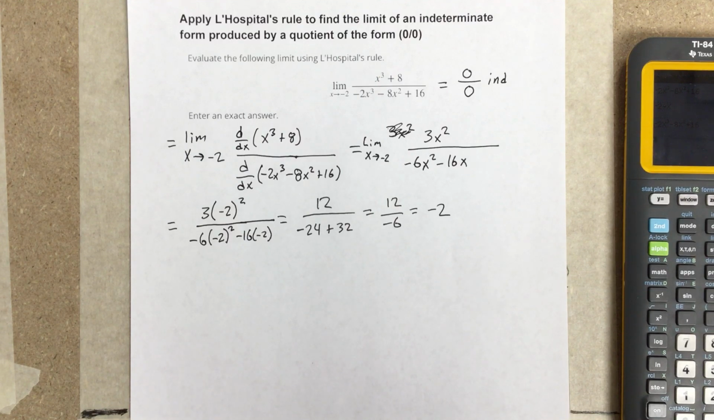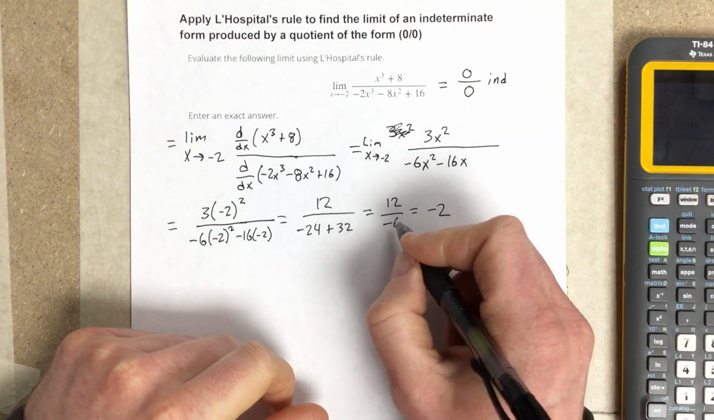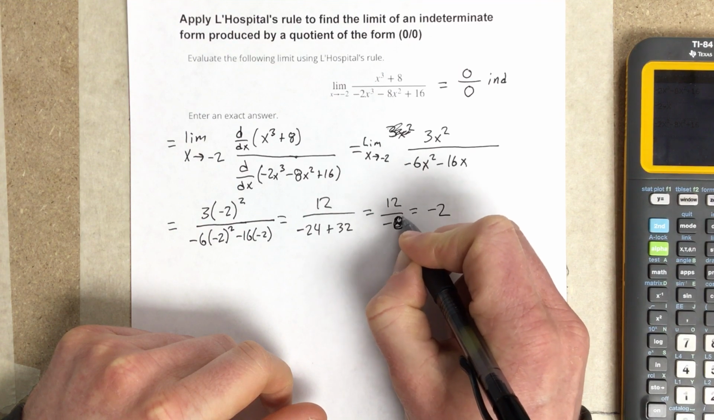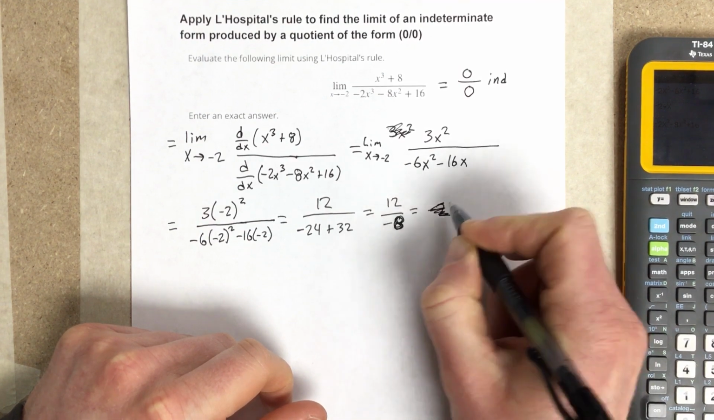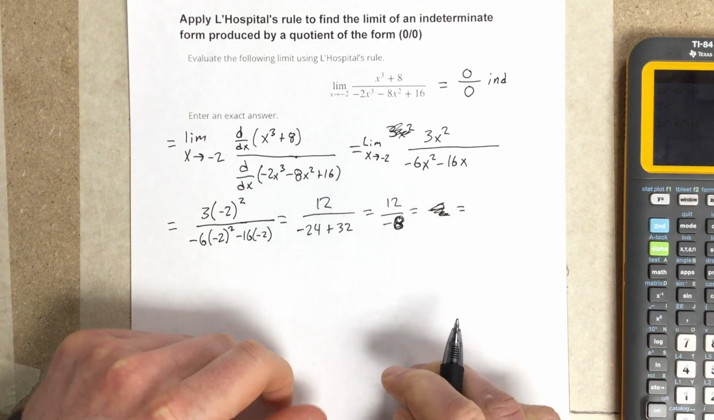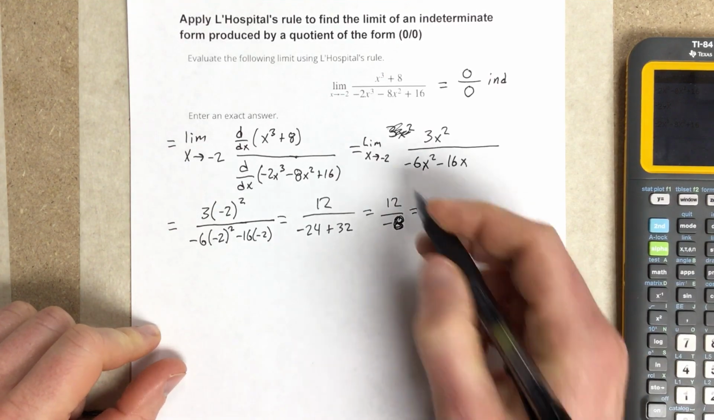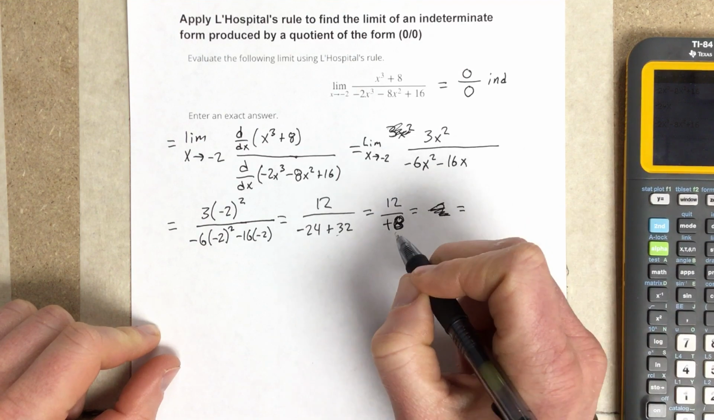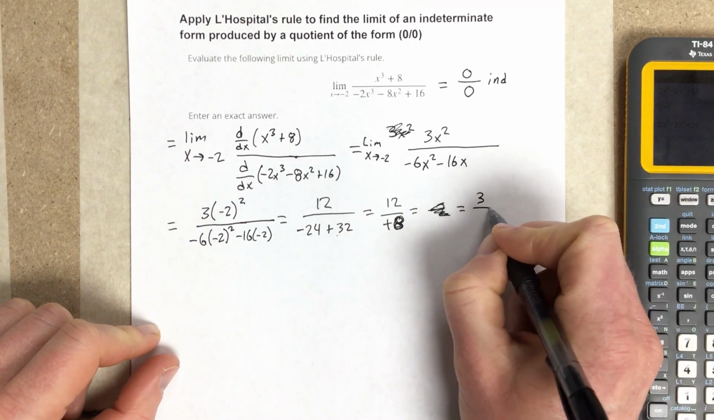I made a mistake somewhere. What am I missing? Oh, this isn't 6. This is 8. This is negative 8. Okay, so that does not equal negative 2. That equals 12 over... negative 24 plus 32, that's positive 8. So this is 3 halves.